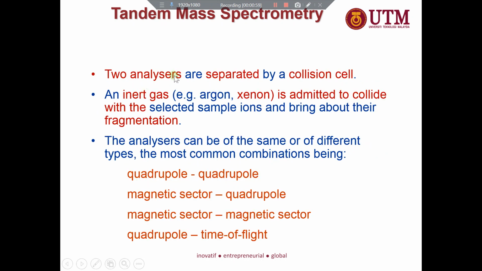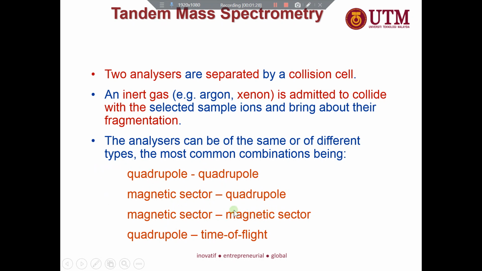Okay, two analyzers are separated by a collision cell. In the collision cell, we can assume it as the second analyzer. An inert gas is emitted to collide with the selected sample ions and bring out their fragmentation. The analyzers can be the same or different types. The most common combination is quadrupole. We usually hear of quadrupole, or magnetic sector quadrupole, magnetic sector quadrupole time of flight.